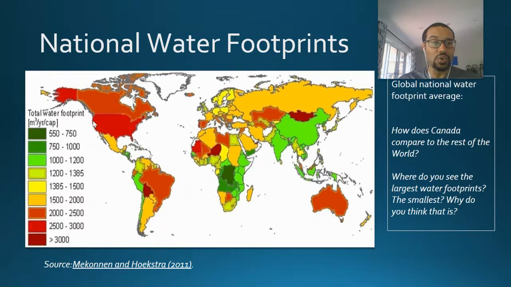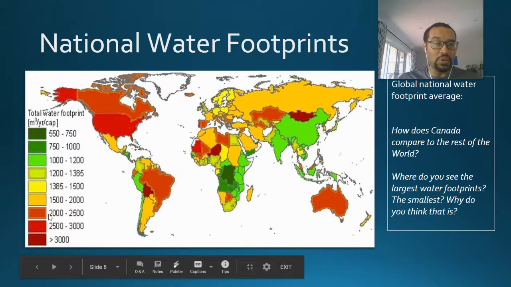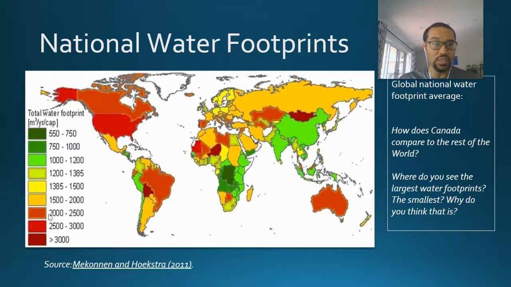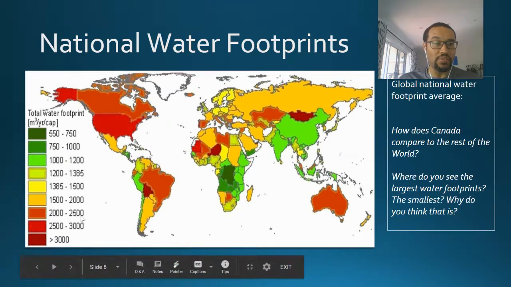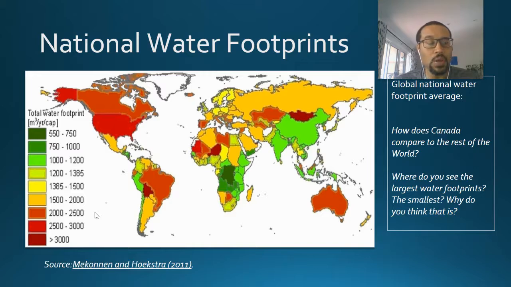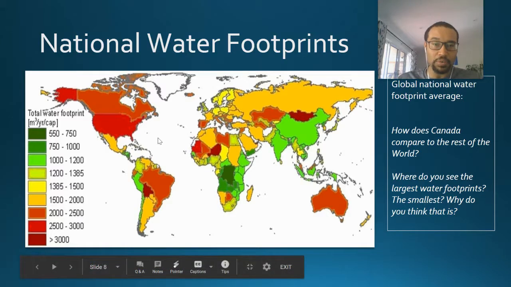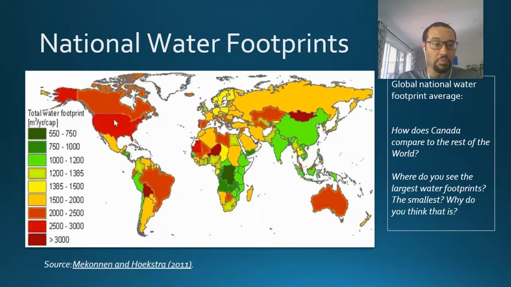My cursor here is highlighting Canada. It's an orange color, which marks it at over 2,000 to 2,500 cubic meters per year on average for a Canadian. Now, that number might not mean much, so we've got to compare it relatively to other places around the world and see how it stacks up. So we're a little bit less than the United States, but in a very similar category to the United States.